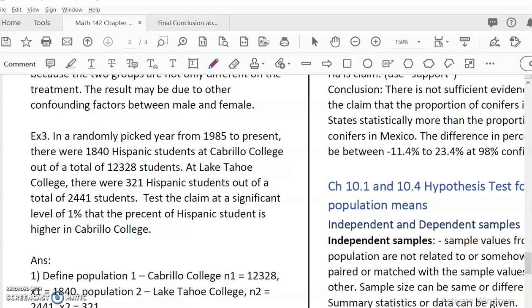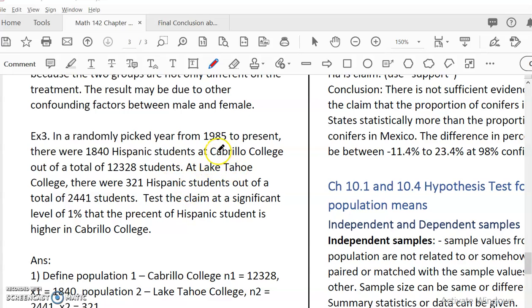Hello, statistics student. This video is for chapter 10.3, hypothesis test for two population proportions. We're comparing two population proportions using hypothesis test and confidence interval. So we did two examples, so this is the third one. In this example, we are comparing Hispanic students proportion in two community colleges.